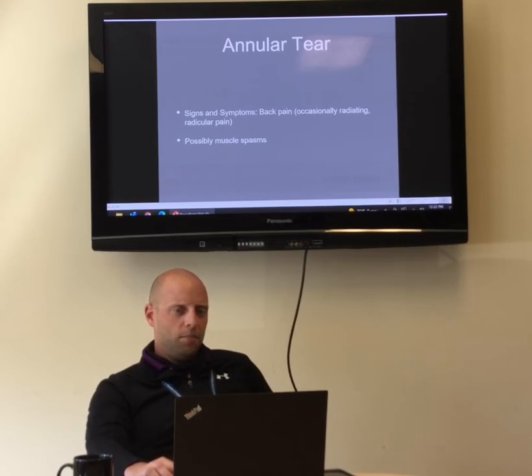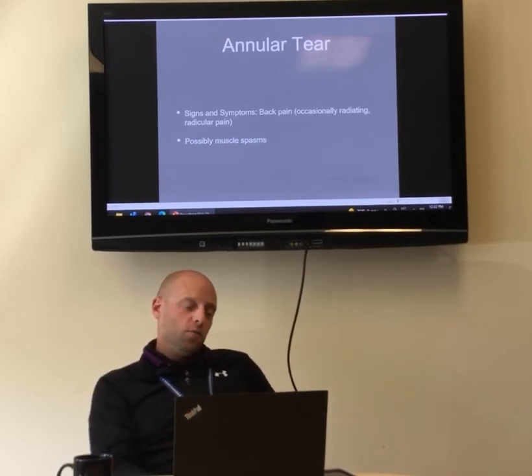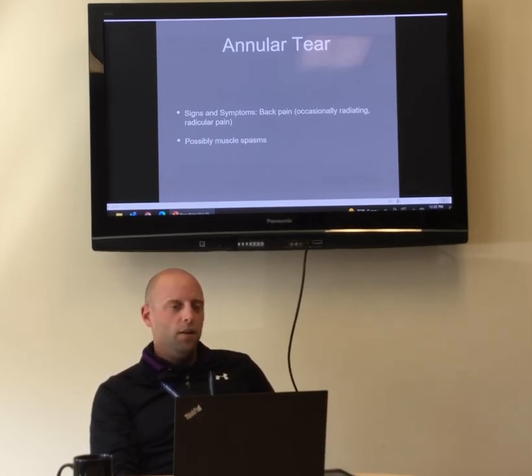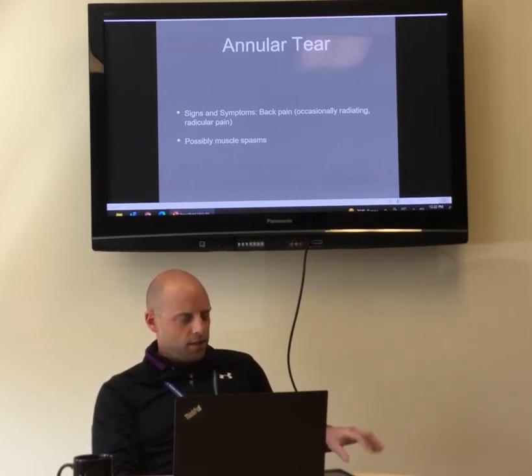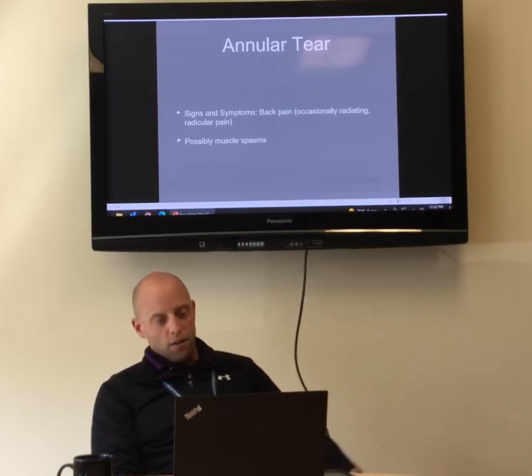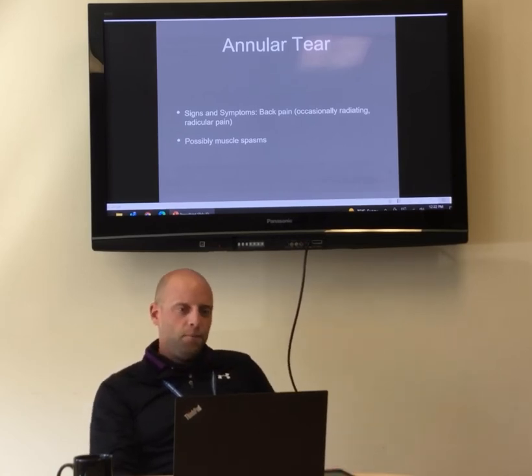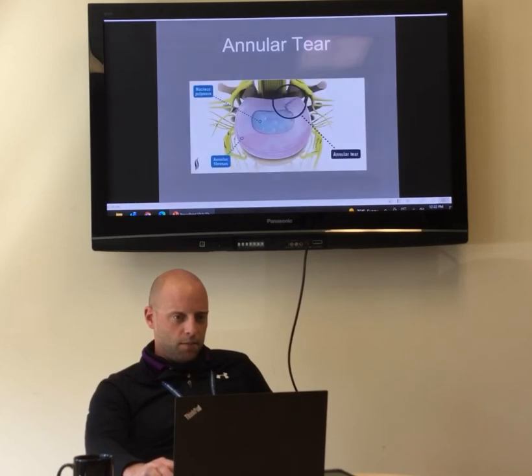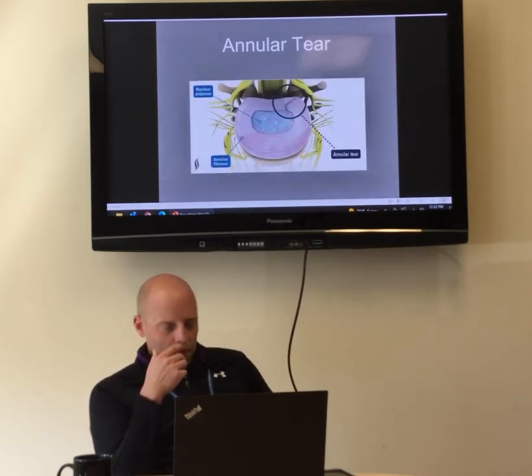Signs and symptoms: back pain, and you can get occasional radiating pain because we talked about the proximity of the disc to the nerves that come out. So anything that causes inflammation in the vicinity of a nerve root can cause referred pain or radicular pain. You may or may not have muscle spasms with this. And this is a good picture showing that.